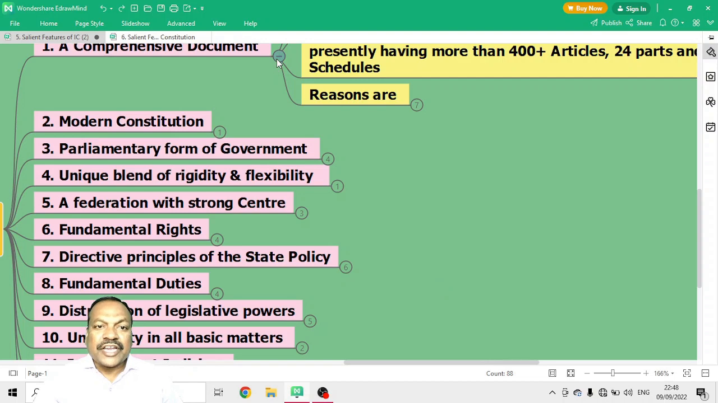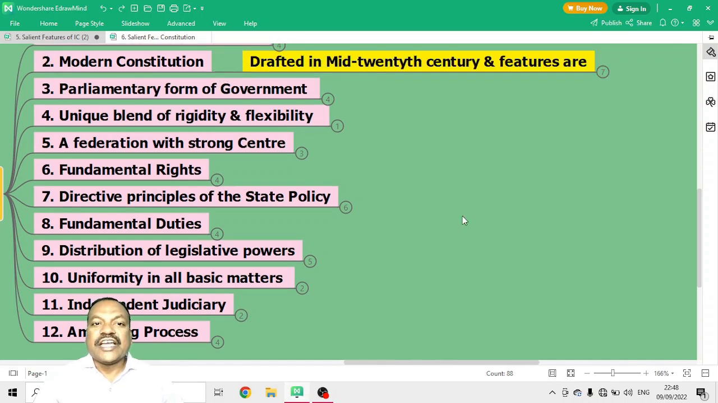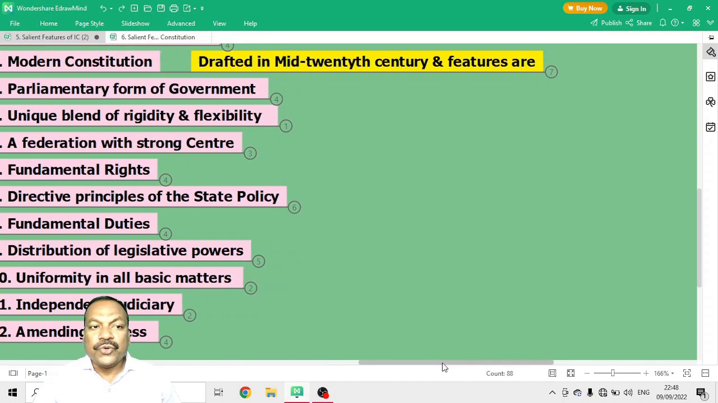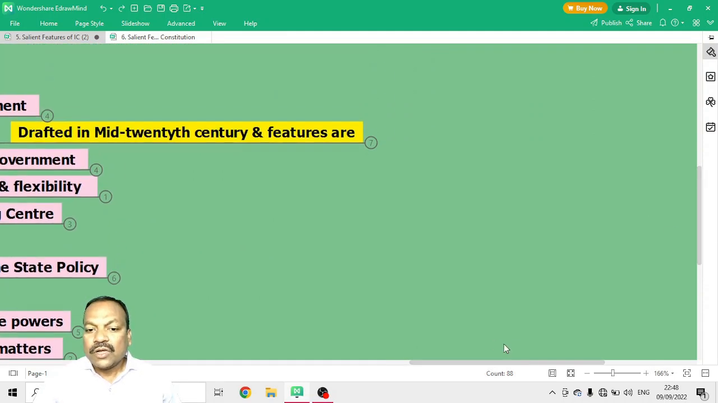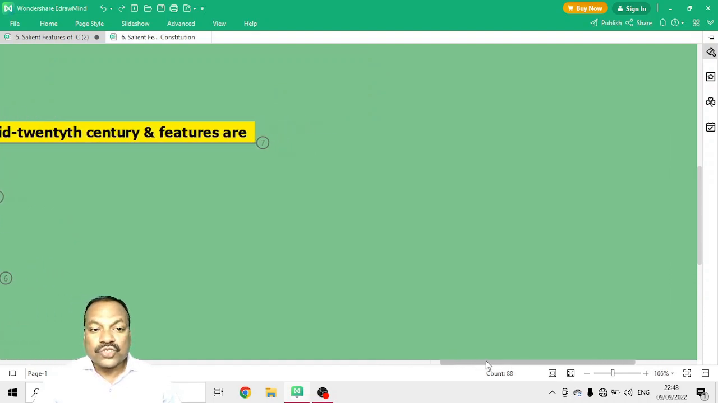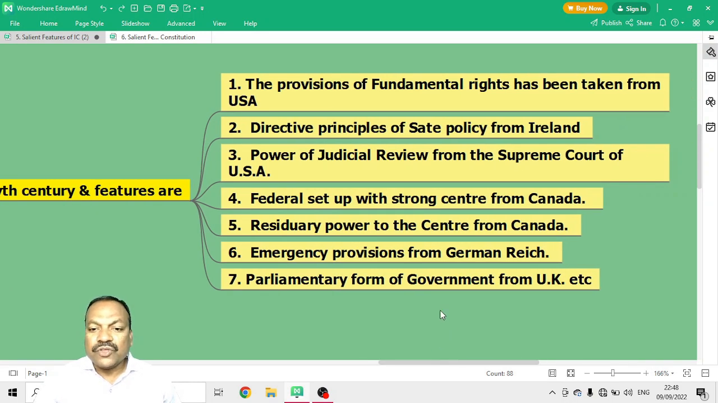Now, secondly, we have another criterion in our salient features and characteristics: that our Indian Constitution is treated to be a modern constitution. Why is it a modern constitution? Because it has been drafted in the mid 20th century and there are certain features due to which we are calling it a modern constitution. Our constitution has been prepared with certain provisions inserted in it from different parts of the world's constitutions. We have taken a few of the chapters, a few of the concepts in our constitution.